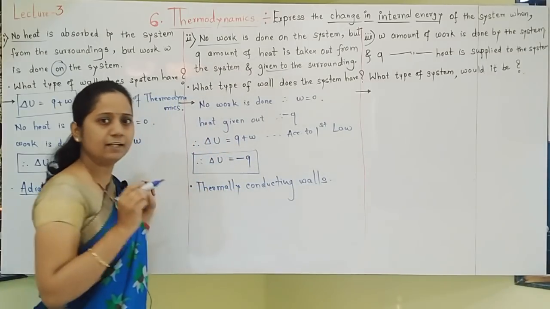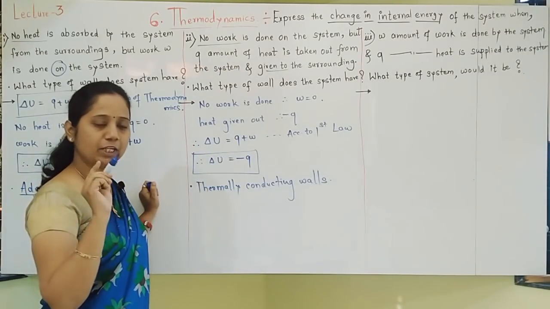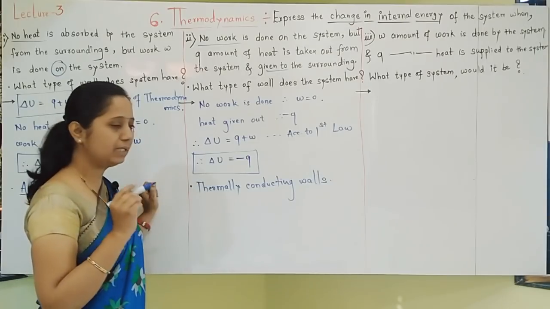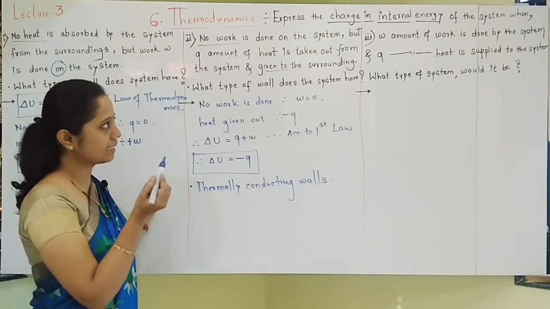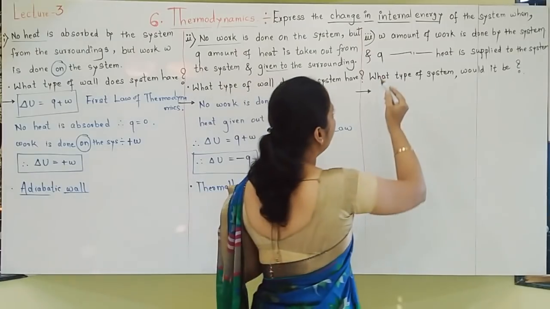What type of walls are there? Whether it is absorbed or given out, in both cases, one must be a thermally conducting wall. Okay, let us move towards the third condition.